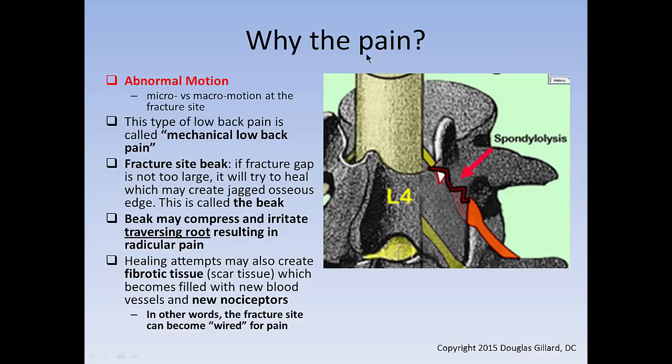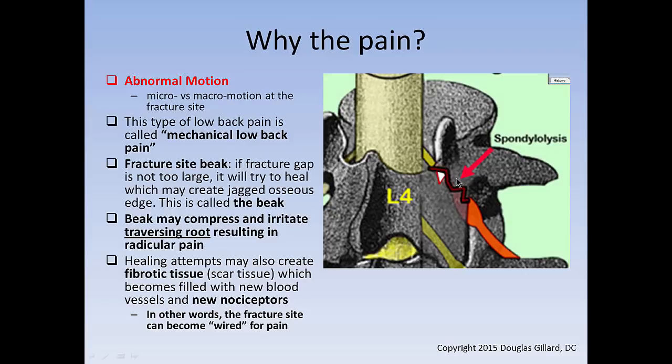Why do you get the pain? So we talked about abnormal micromotion. There might be macromotion at the fracture site. See, there's a fracture, so micro movement within a fracture. There's pain fiber in here, right? Periosteum is highly innervated, so that can cause back pain.